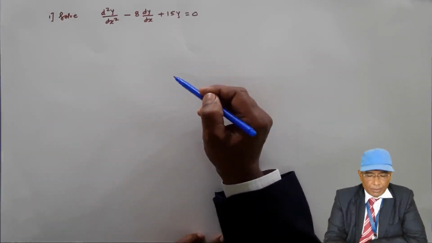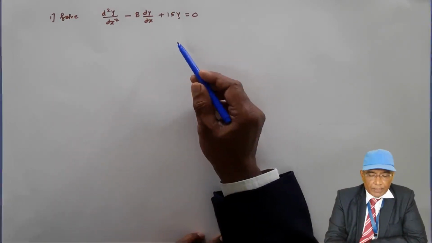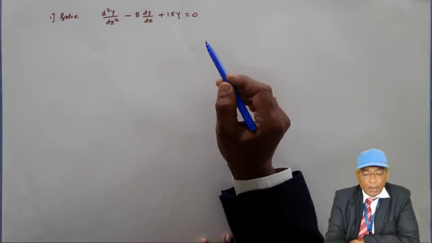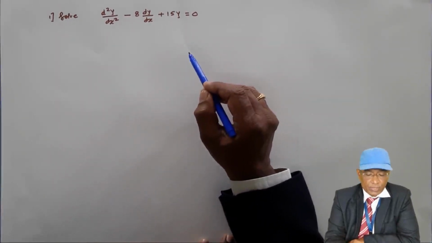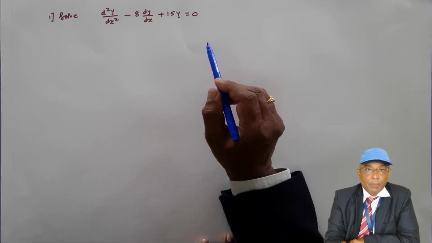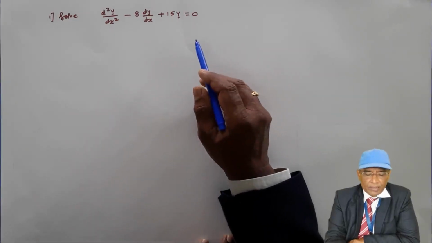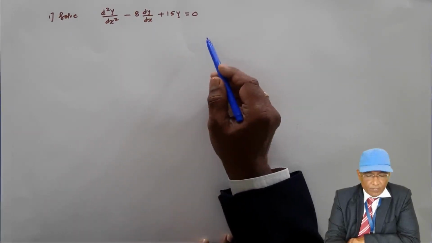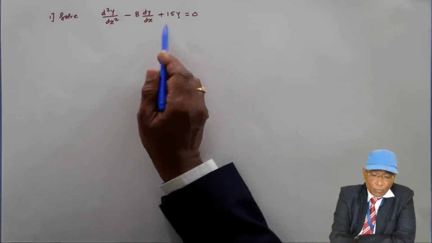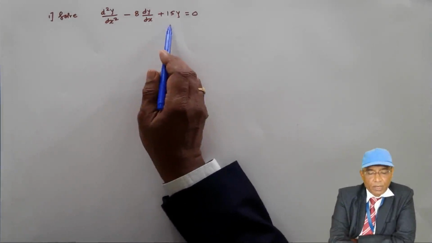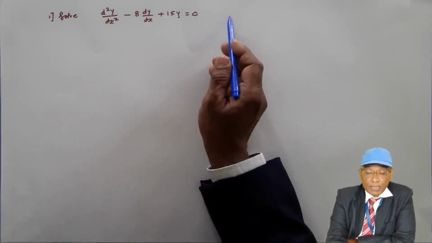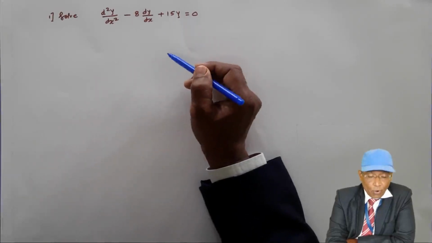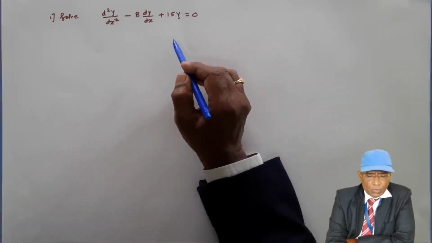You please remember, particular integral and complementary factor, these two are different parts of the solution of the differential equation. Complementary factor depends on the roots of an auxiliary equation. An auxiliary equation we get from the left hand side, and the particular integral we get from the right hand side if the differential equation is written in the standard form. Standard form means what?